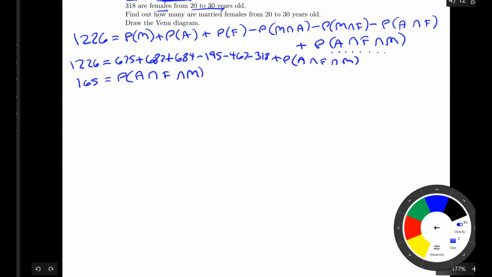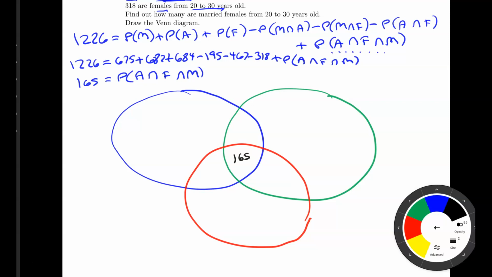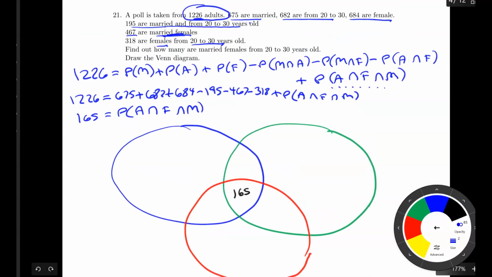All right, try to draw my circles here. Maybe I'll even try and do them in different colors. Okay, so the 165 is this number right in here, right? Okay, so the probability that they're married, so let's go back up here. So this whole circle has to be 675, and this green circle is 682, and my red circle is my female 684.